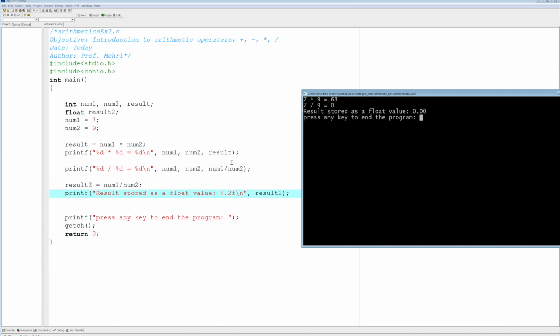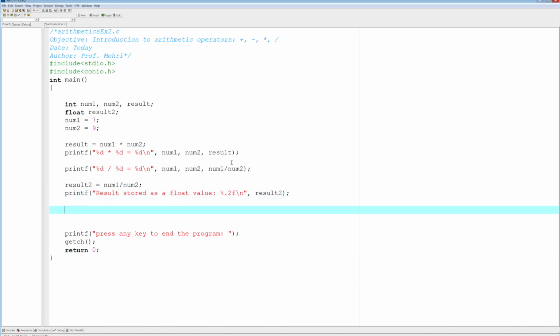The answer is yes. You can actually convert either num1 or num2 or both to float values to get a float value. So let's do that. We could do it in the printf statement, just to show you what it would do. First, let's multiply, and then we'll do a conversion, what we call typecasting. Multiply num1 by 1.0. So you're going to multiply by 1.0, then divide.